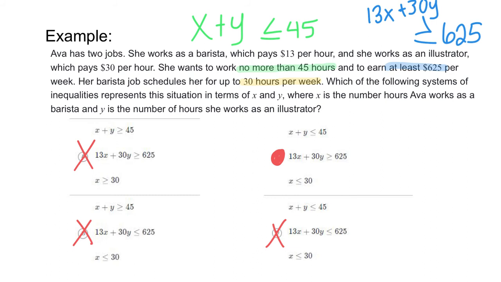Look for those words that'll tell you what symbol to use. If you can't remember what symbol, really think about in your brain, does this mean I can go more than this? Or does this mean I have to stay less than this? What side of that can you be on? And then you can kind of use your symbol from there.